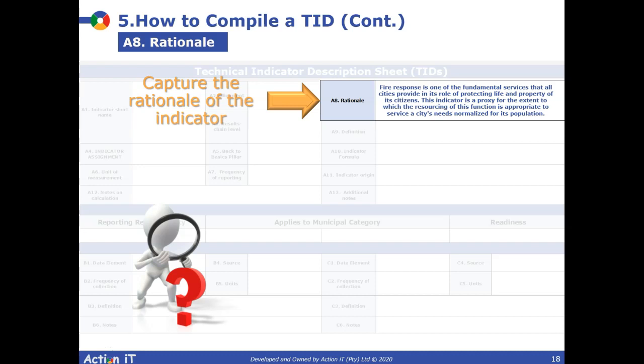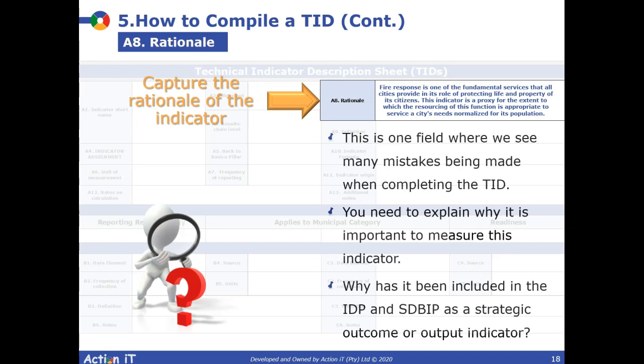Is the rationale to be captured? An easy way to craft the rationale is to begin your sentence with, "This indicator measures the efficiency of etc." or "This indicator measures the effectiveness of etc." or lastly, "This indicator measures the compliance of etc."